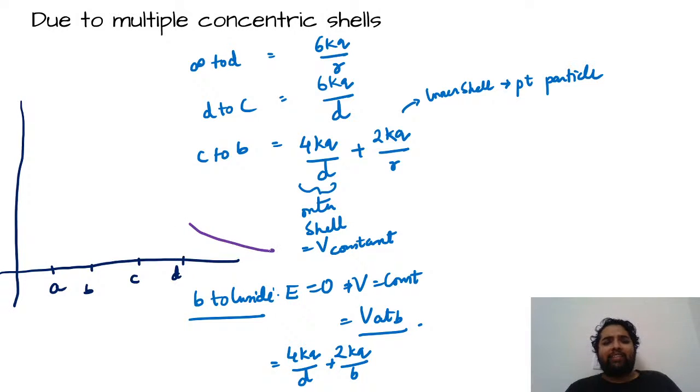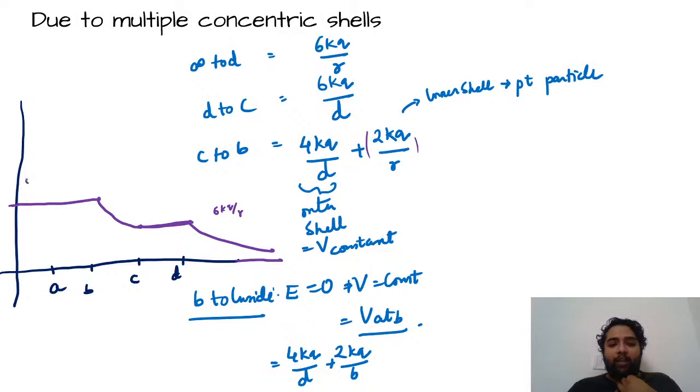You will have a 1 by x graph. This will be equal to 6kq by r. It's a 1 by x function. Okay. And from C to D it is constant. Right, and at C it is equal to whatever value it is at C. From here it is increasing again further by another function which is given by 2kq by r. This is also an inverse function, and from C here it is behaving with a constant.